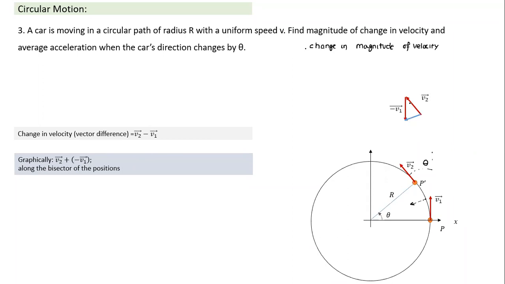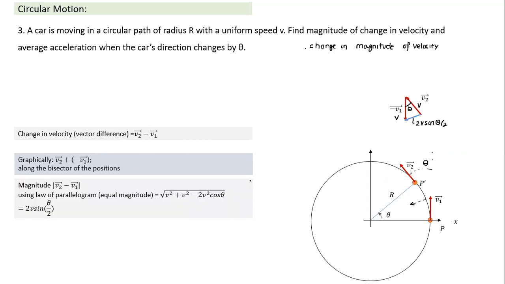And what is this angle here? This angle is theta. This also is v, and this also is v. We can easily calculate it from here also. If this side is v, this side will be v, and if this angle is theta, it will be equal to 2v sine theta by 2. You can do it graphically, but we can also do it with the law of parallelogram. So what is required? We need to calculate the change in velocity, and then calculate its magnitude.